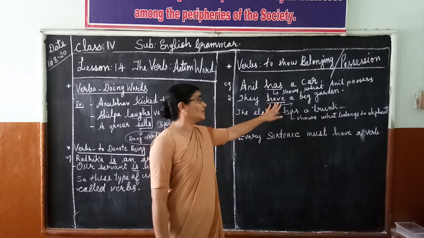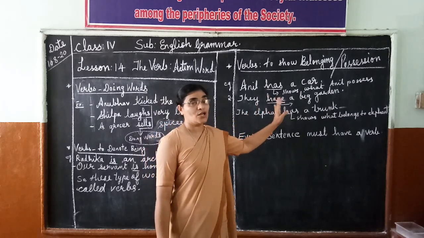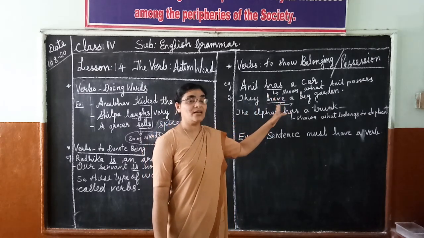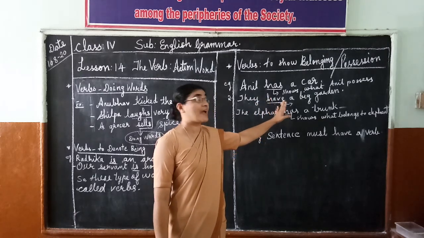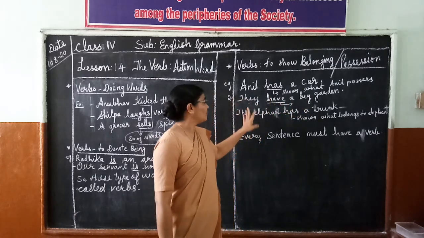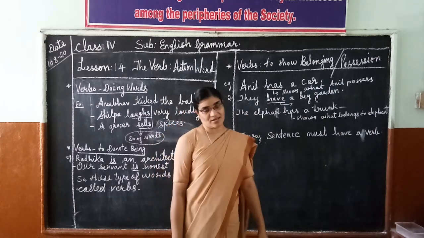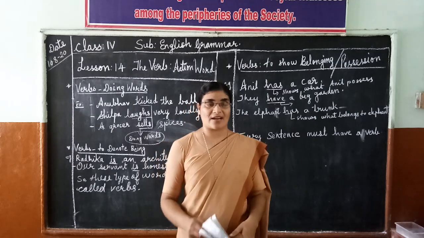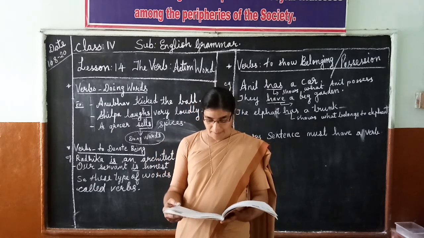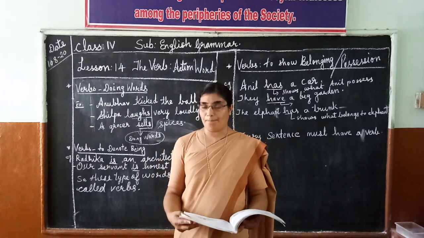And here we have, "They have a big garden." Who has the big garden? They have; it belongs to them. It is possessed by these people. Then "The elephant has a trunk." What does the elephant have? It has a trunk. So please go through your book.